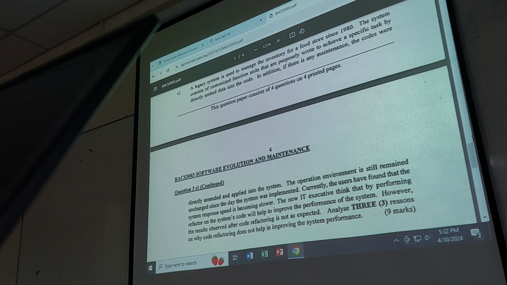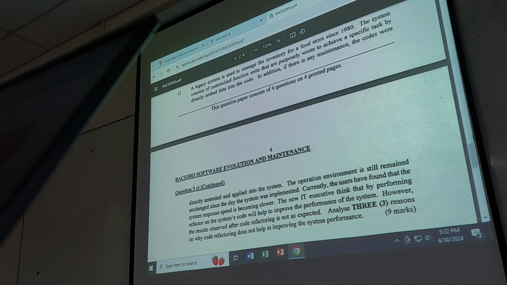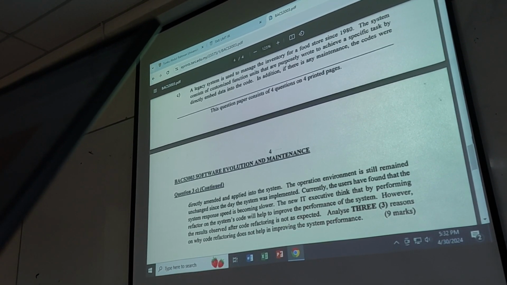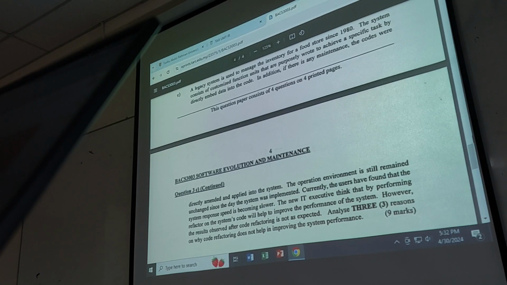The system is being modified so far, and it becomes very difficult to maintain. Why? Because it was directly implemented without proper testing. Somehow, refactoring the code may not solve the problem. Then the third reason, this one.